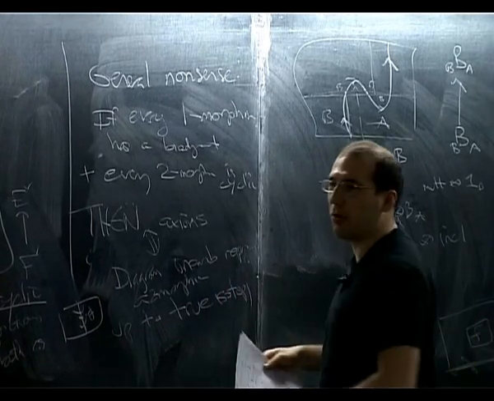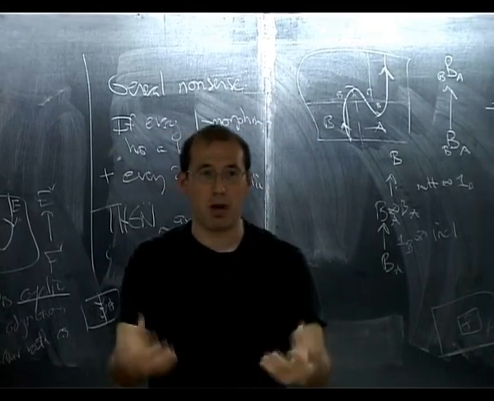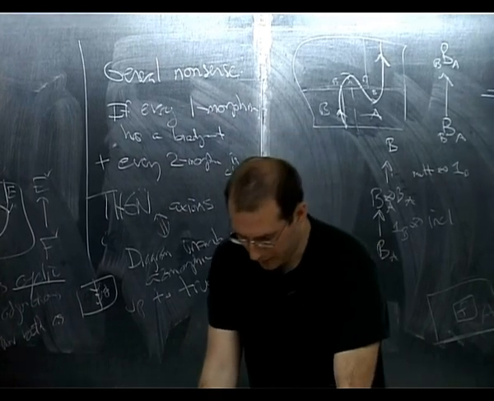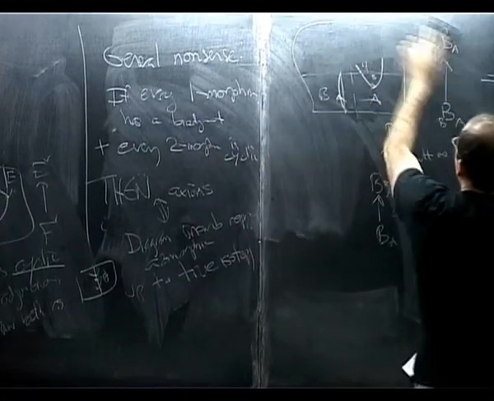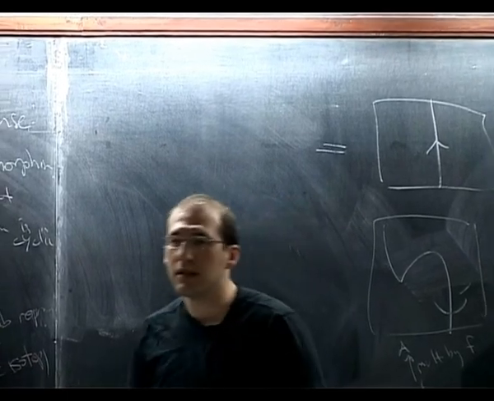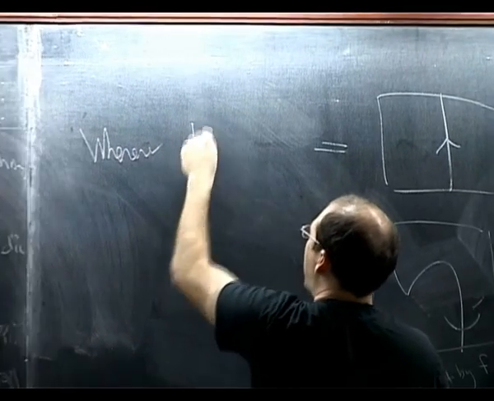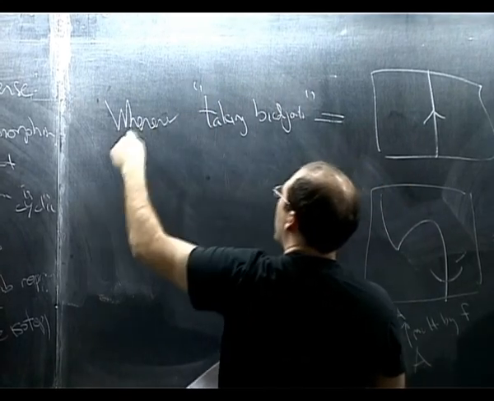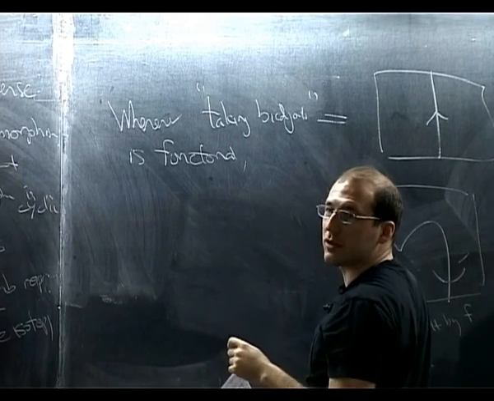Okay, so not just that, you know, boring stuff where we took rectangles and moved them around, but you can take strands and curve them around, and we're really talking about topology now. Okay, so this is the reason. Now, this sort of condition of biadjunction and everything being cyclic, this seems unnatural, but it's not. Okay, so whenever taking biadjoints is functorial, all 2 morphisms are cyclic.